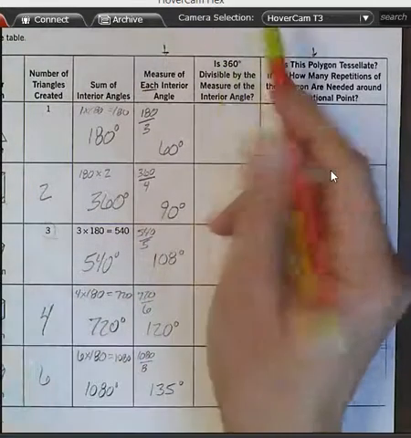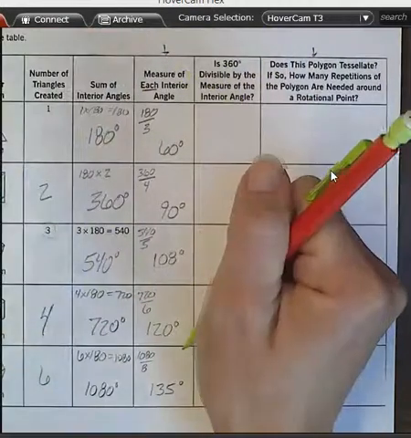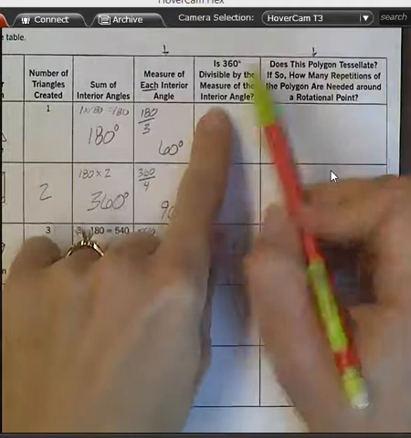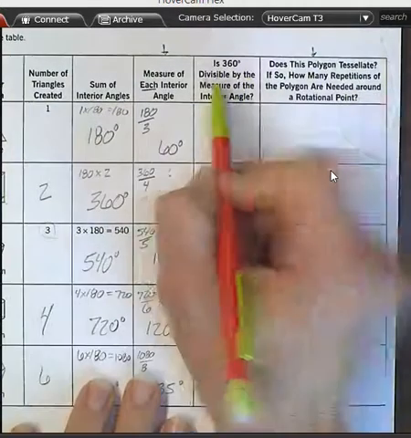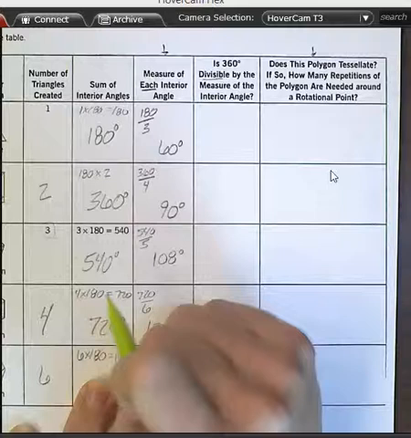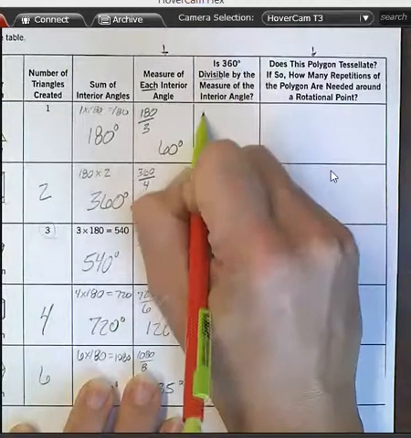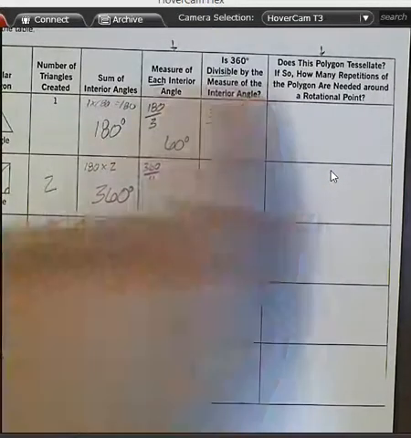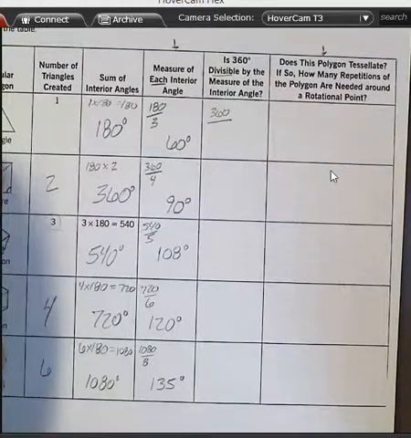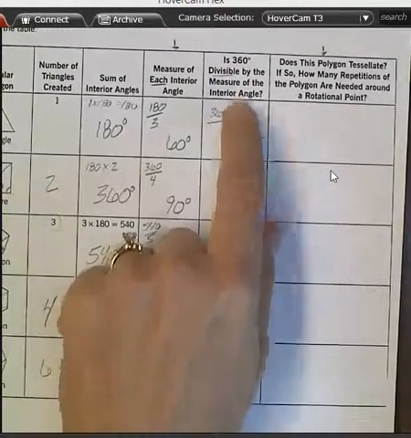The next column, now that we have our interior angles, is can we figure out if it tessellates? Is 360 divisible by the measure of the interior angle? So is 360 divisible? What is the measure of the interior angle of a triangle? Where do I look for that? What is the measure of the interior angle?